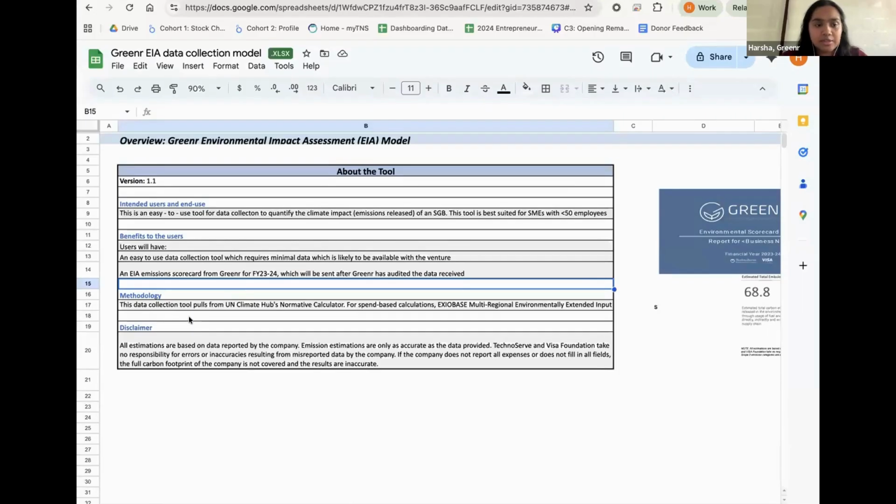So this data collection tool is actually an adaptation of UN Climate Hub's Normative calculator. Normative also has a similar calculator available online. But what we've been able to do here is make it easier for the startups based in India. For example, we've localized it by using Indian currencies everywhere, simplifying the drop down so people don't have to scroll through long irrelevant lists, and removing elements that don't apply to Indian startups. So I'll just quickly walk you through the model.